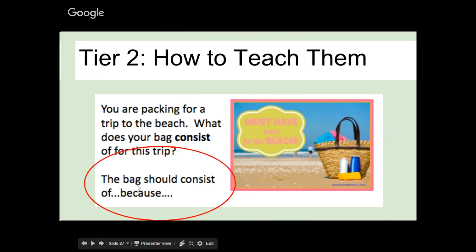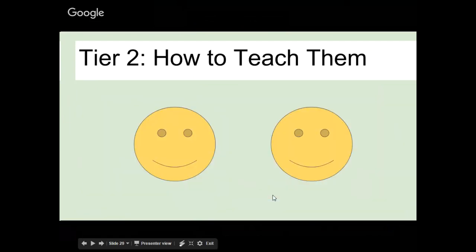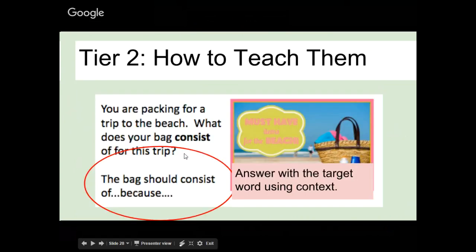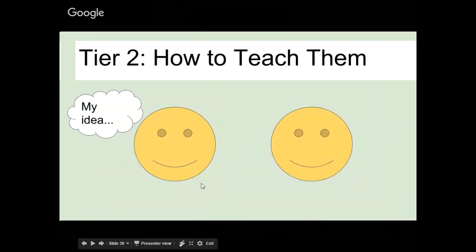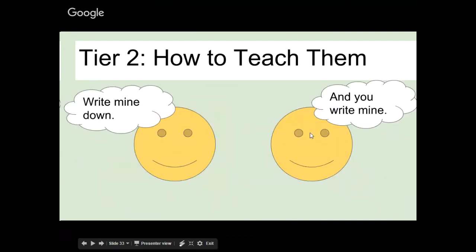Then it's their turn, and I give them a little sentence starter. The bag should consist of blank because. So now this is their turn to use the vocabulary word in context because they have to explain it. So we answer with the target word used in context. So now I have students partner together. One person says, this is my idea, and they answer using this sentence starter. And then the other student shares. Then they take turns writing down each other's sentence.